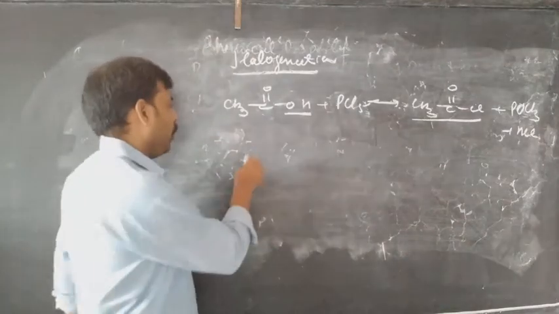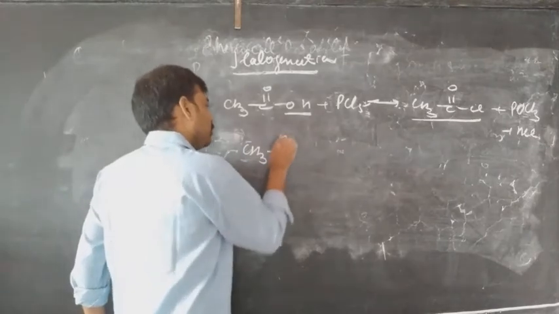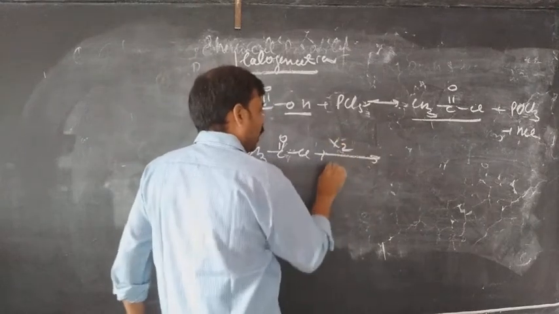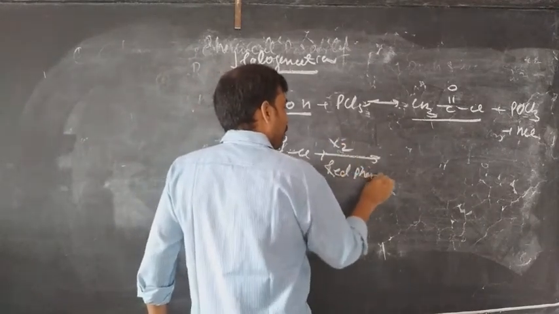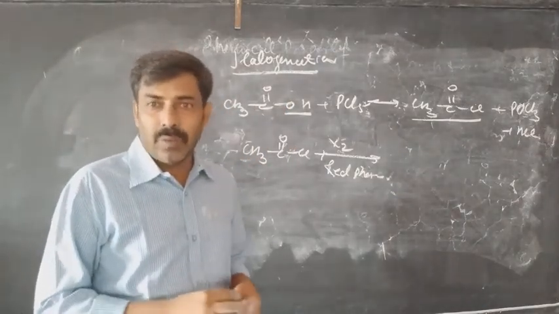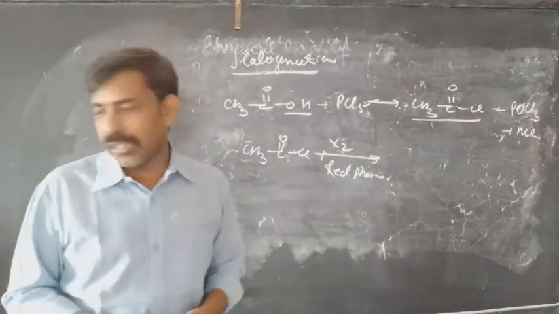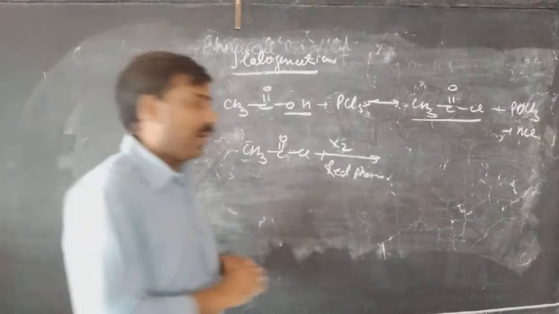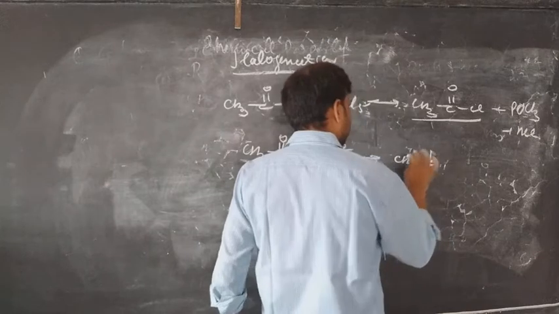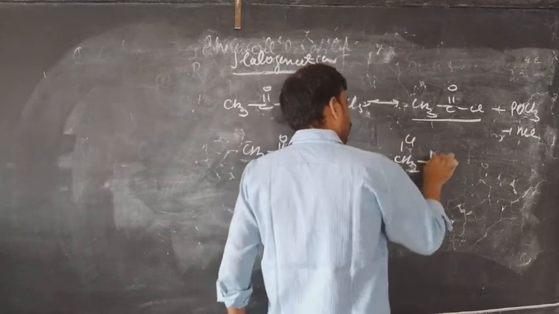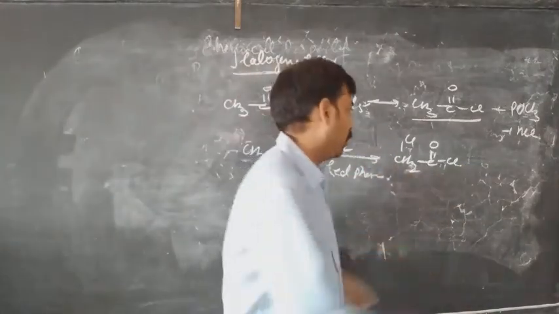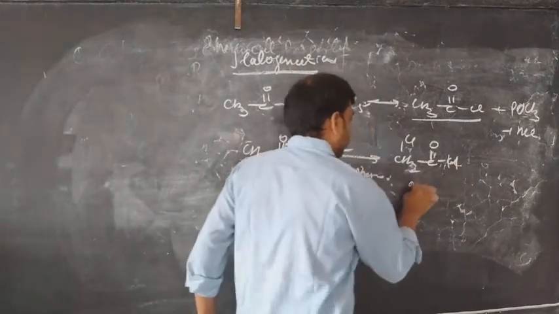But what happens if you are treating the carboxylic acid with halogen and red phosphorus? When you treat it with red phosphorus and halogen, it will undergo a unique halogenation. That means the halogenation will take place replacing the hydrogen, that is called the alpha hydrogen. That means 2-chloroethanoic acid.